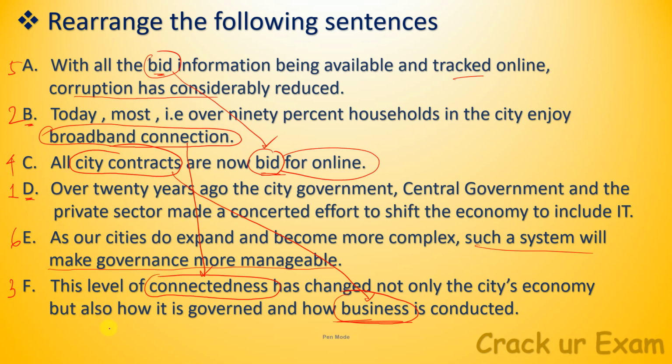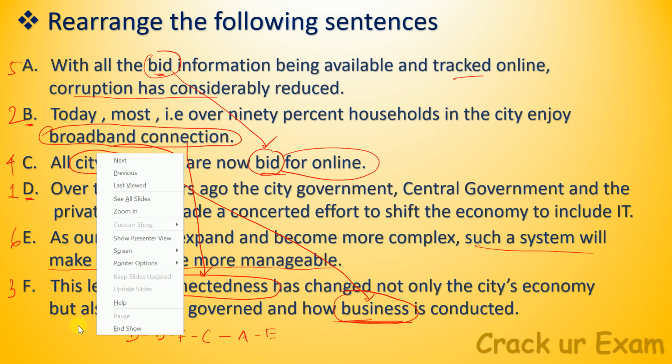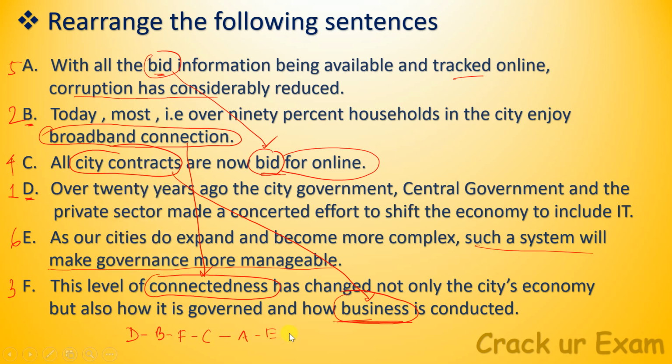The first sentence will be D, thereafter the second sentence will be B, then the third sentence will be F, then the fourth sentence will be C, and then the fifth sentence will be A, and the final sentence will be E. So the order is D, B, F, C, A, and then E. Now in the exam you may be asked which is your third sentence, or which is the last but one. So according to that you may answer.